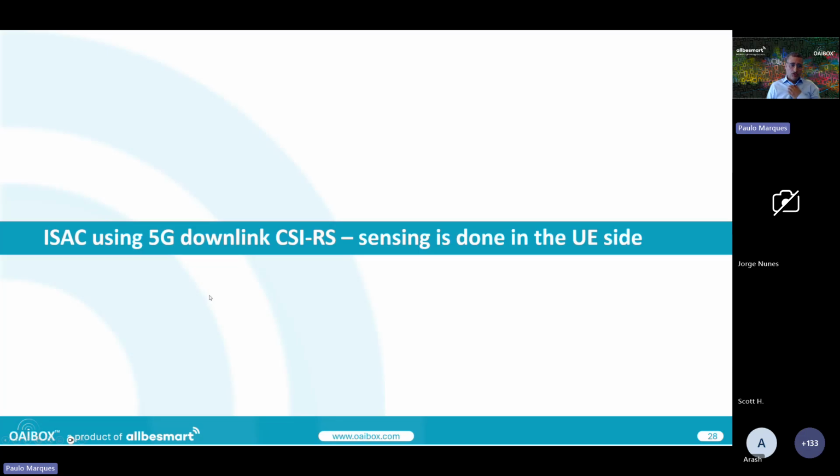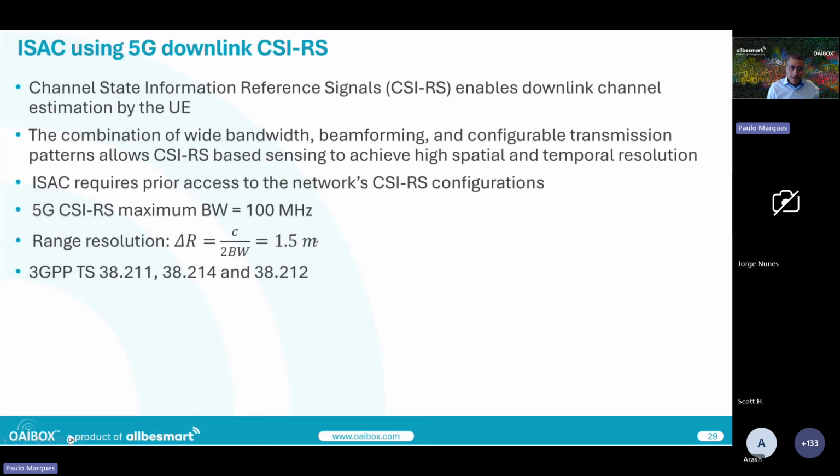So another approach for using downlink signals is to explore the CSI-RS. These channel state information reference signals enable downlink channel estimation by the UE. So by default it is a signal designed to estimate the downlink channel. The combination of wide bandwidth, beamforming, and configurable transmission patterns allows CSI-based sensing to achieve high spatial and temporal resolution.